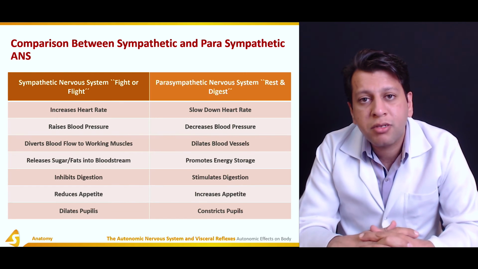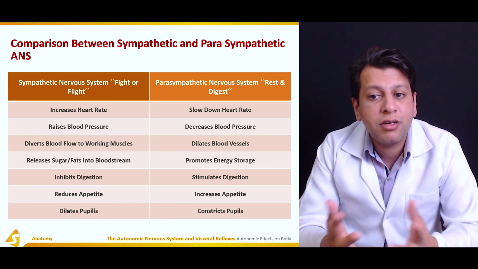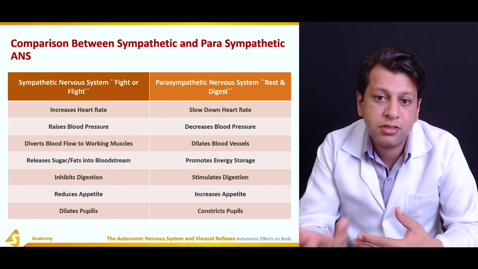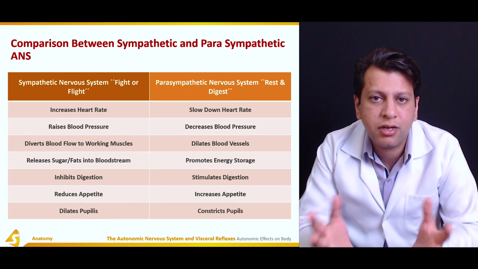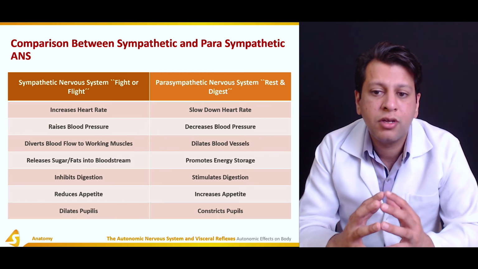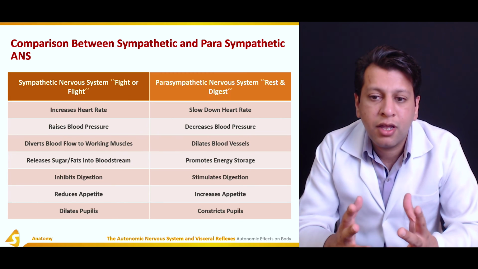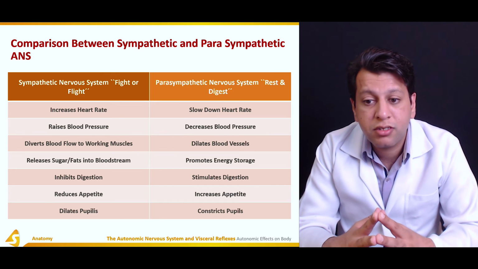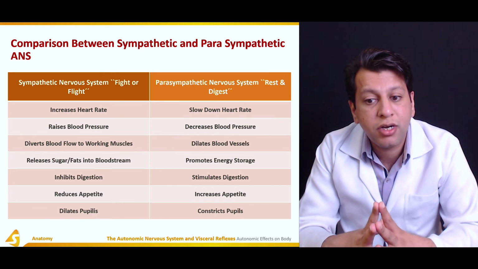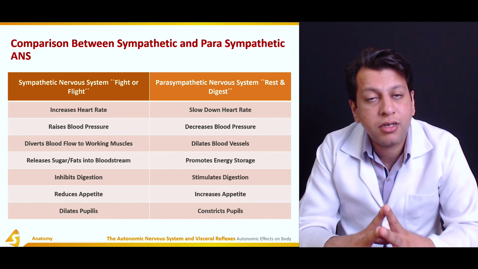While in case of the parasympathetic nervous system, it rests and digests. This is the formula for the parasympathetic system, that it actually helps you to conserve energy. It slows down heart rate, decreases BP, dilates blood vessels, promotes energy storage, stimulates digestion, increases appetite, and constricts the pupil.